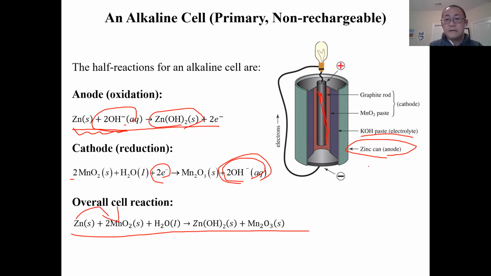Of course, the battery is not chargeable. Okay, not chargeable. But again, the anode is the zinc. The cathode is the graphite, where the manganese oxide paste receives the electrons from zinc.